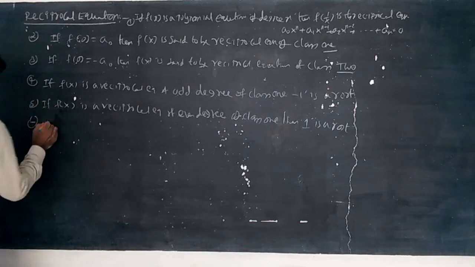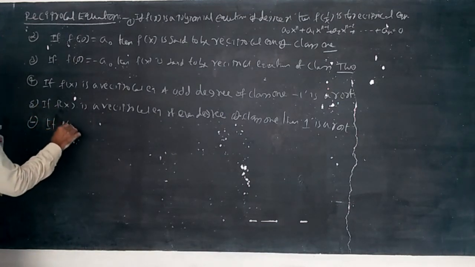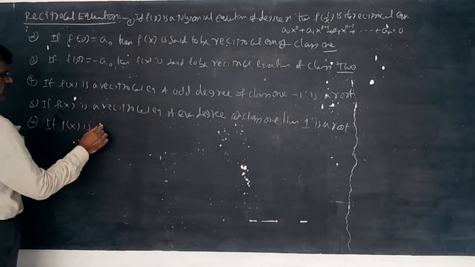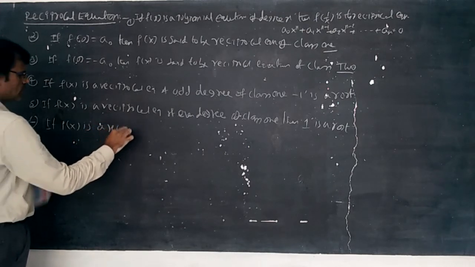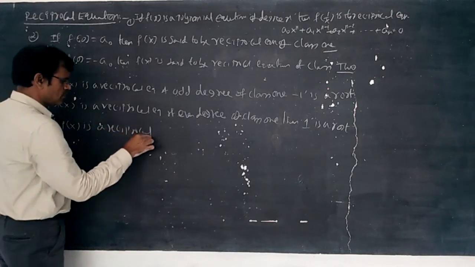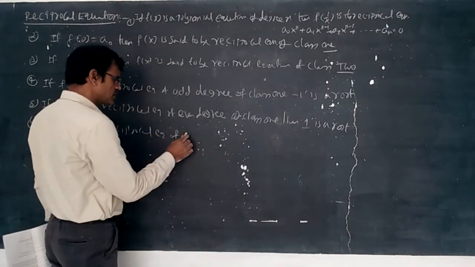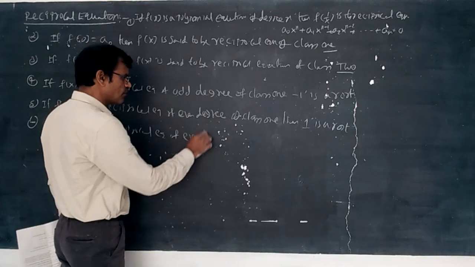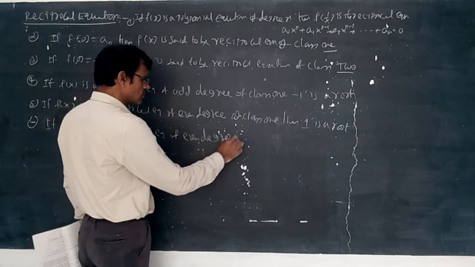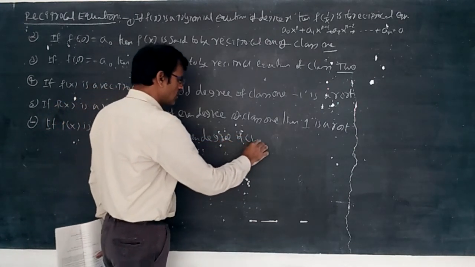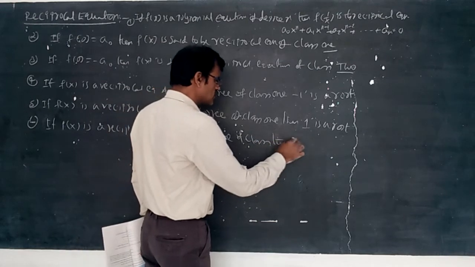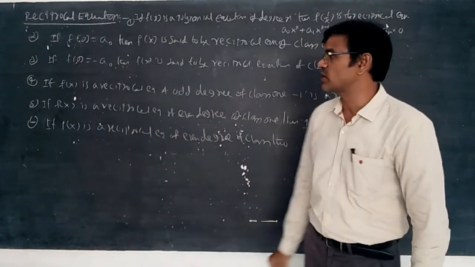Next, sixth one. If f of x is a reciprocal equation of even degree of class 2. So it is class 2. What is meant by class 2 and class 1?